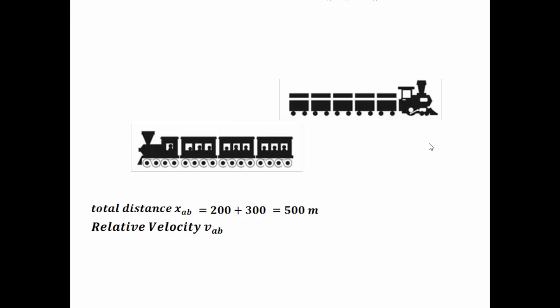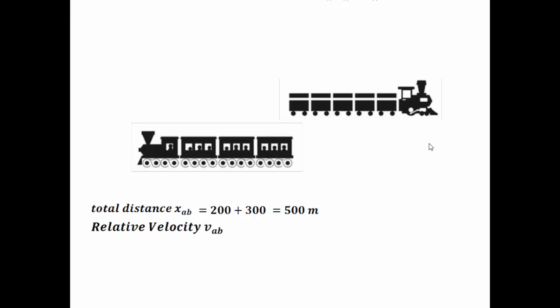So, the motion we consider will start at this point. The trains will cross each other such that even the last portion of the first train has completely crossed the second train. Hence, the total distance covered over here will be equal to 200 plus 300, that is the total length of both the trains, that will be 500 meters.